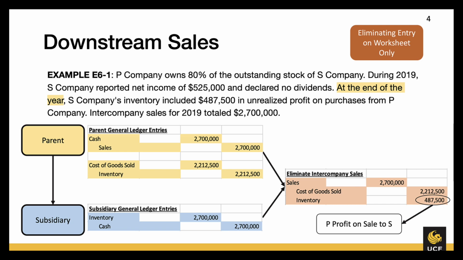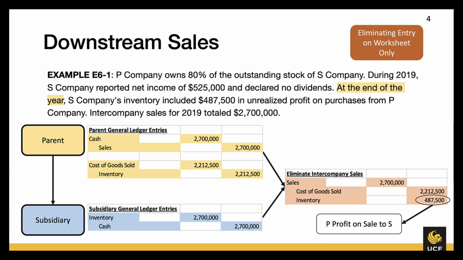So from an eliminating entry perspective, we first need to get rid of the sales because you cannot sell to yourself. Our parent credited sales for 2.7 million, so to eliminate that, we're going to debit it by 2.7 million. Then we need to also get rid of the cost of goods sold that's affiliated with that transaction because again, we cannot sell to ourselves. The cost of goods sold was debited 2.2 million and change, so we're going to credit the same amount.